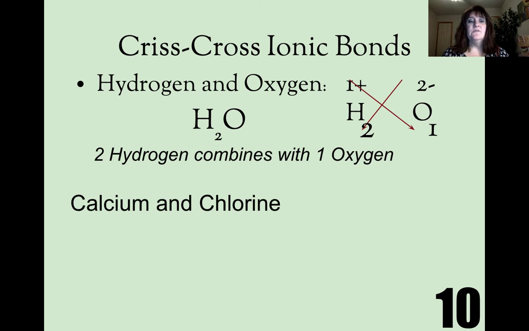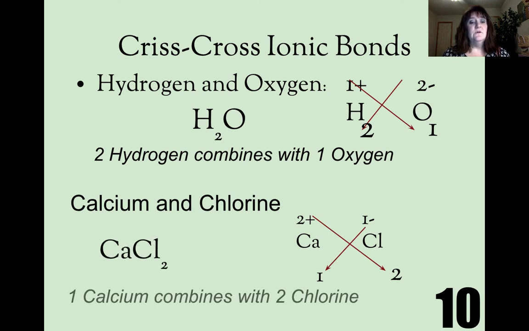Again, calcium and chlorine. Calcium is a 2 positive, chlorine is a 1 negative. 2 comes down, 1 comes down, and we're left with CaCl2. 1 calcium combining with 2 chlorine.